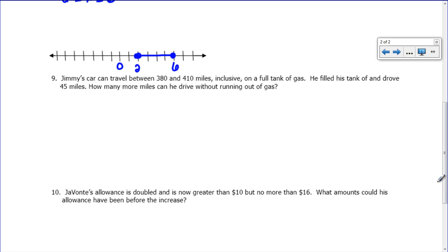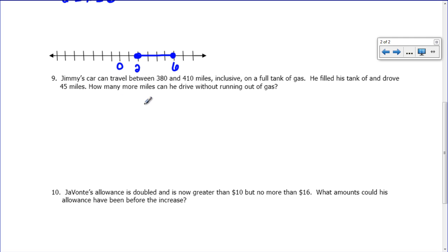Number 9 here, Jimmy's car can travel between 380 and 410 miles inclusive. That means that 380 and 410 can be numbers in the problem. On a full tank of gas. He filled his tank and drove 45 miles. How many more miles can he drive without running out of gas?